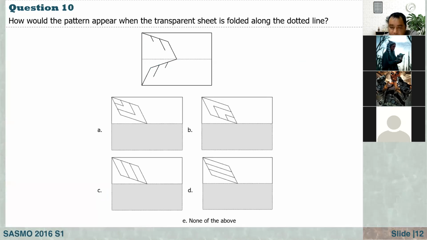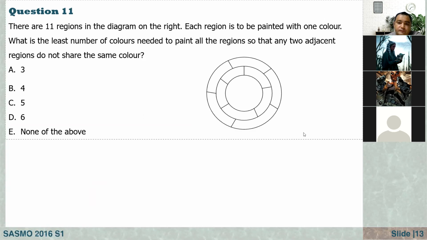Next question. Selin, can you read the question? Yes. There are 11 regions in the diagram on the right. Each region is to be painted with one color. What is the least number of colors needed to paint all the regions so that any two adjacent regions do not share the same color?